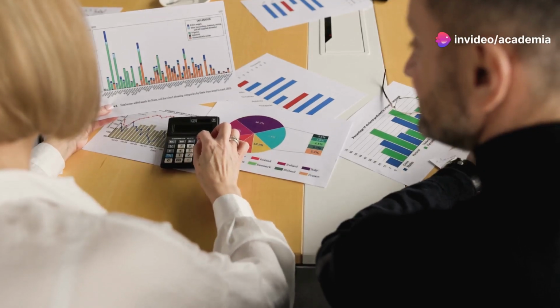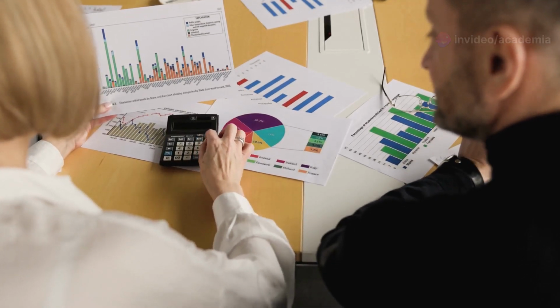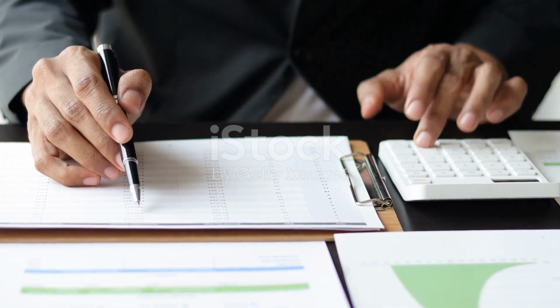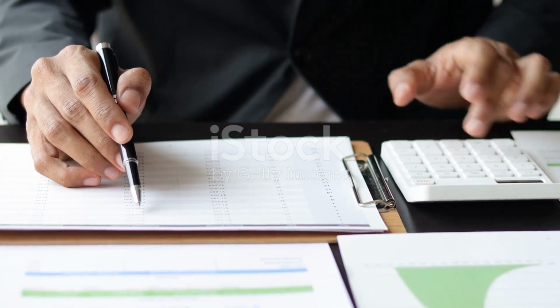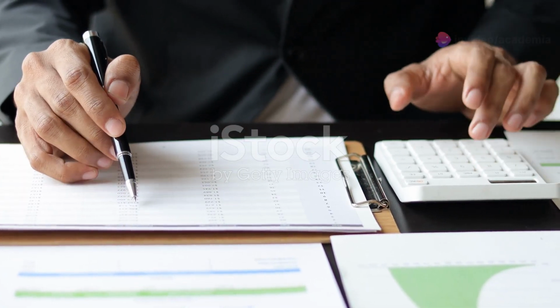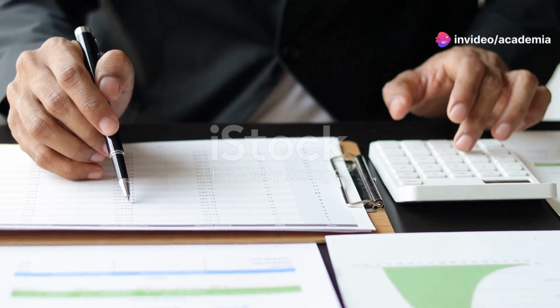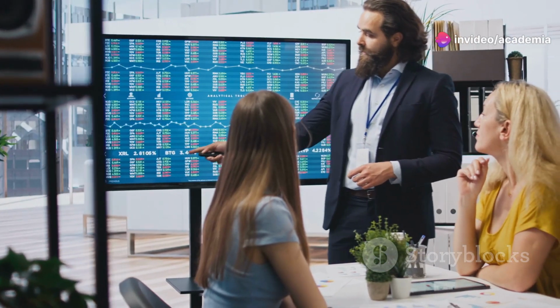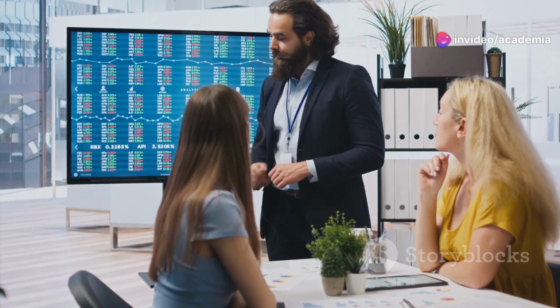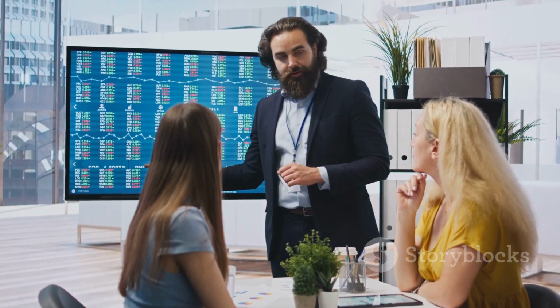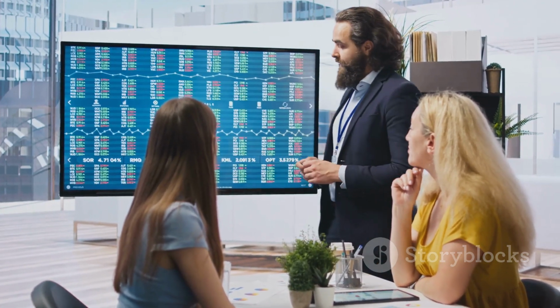Next, determine the discount rate. This rate reflects the riskiness of the investment and the opportunity cost of capital. It is essentially the rate of return that could be earned on an investment of similar risk. The discount rate is crucial as it adjusts future cash flows to reflect the time value of money.